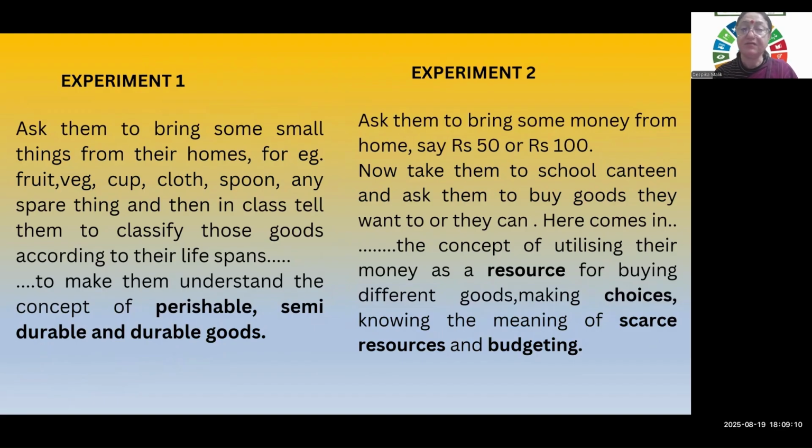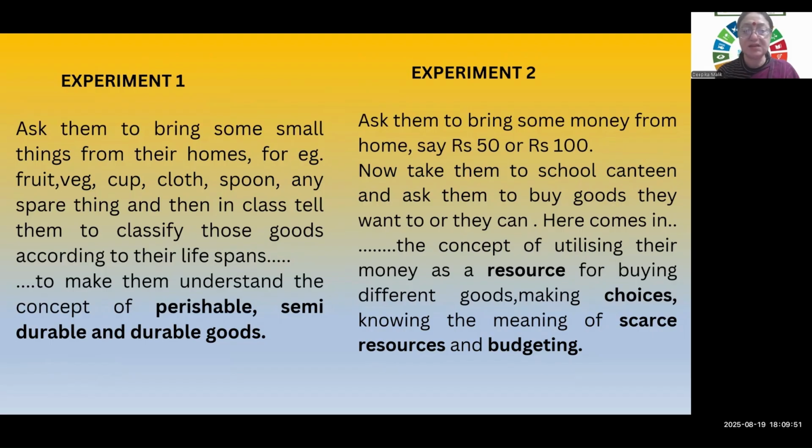Then we have another simple experiment to give them the knowledge of the concepts of perishable, semi-durable and durable goods. The students should be asked to bring certain things from home. You give them a list and they can bring anything. When they bring the things to the class, that is the time where you can classify the different kinds of goods. They will realize that a good which has only a lifespan of one or two days, say fruit or vegetable, can be stored only for a day or two. So it's a perishable commodity.